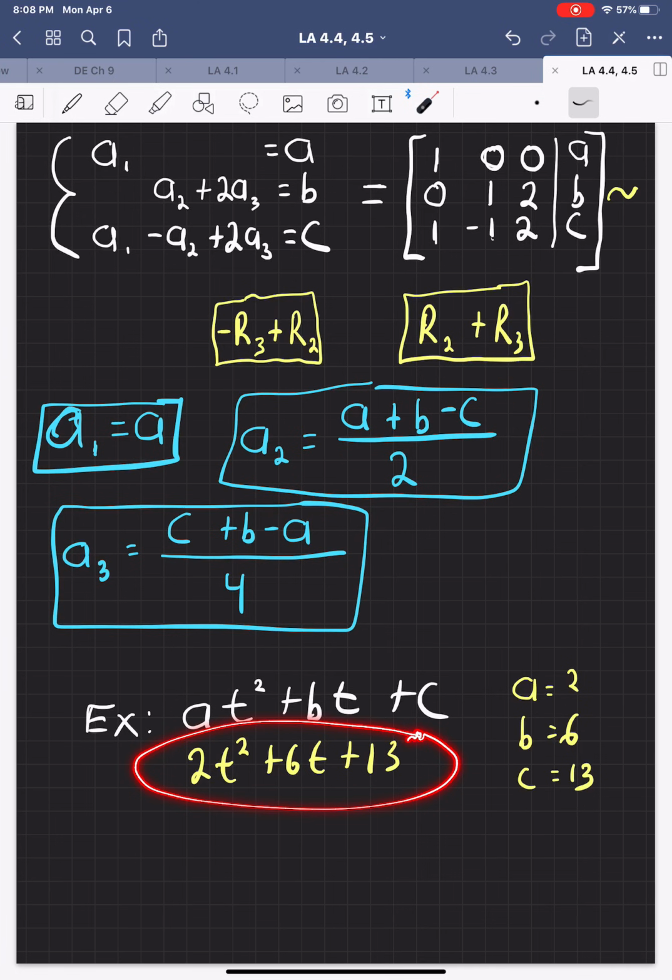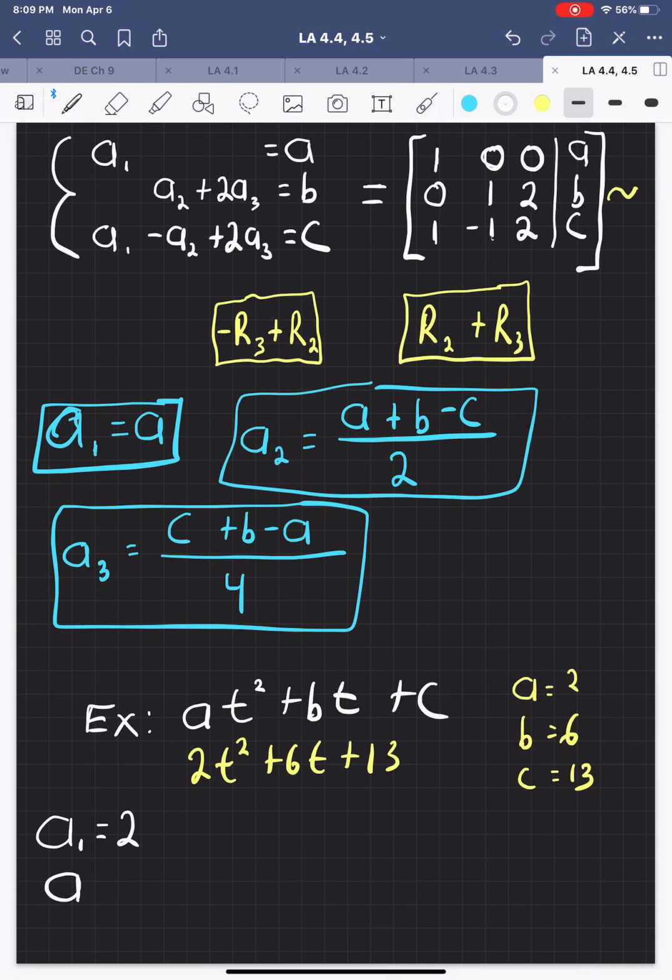But I want to know, with this new basis, what should I have put here for A? What should I have put here for B and C with the new basis? Well, as you can see from up here, let's start with the easy one. Since A sub 1 is equal to A, then if you have a 2 in the position of A, then you would have a 2 in position of A sub 1. So we know that A sub 1 is equal to 2.